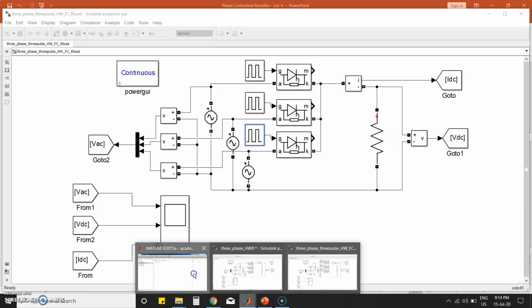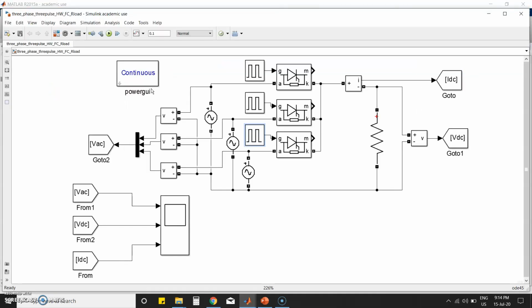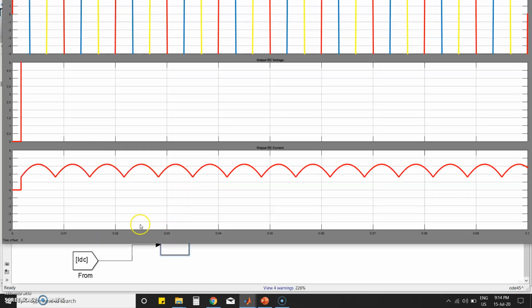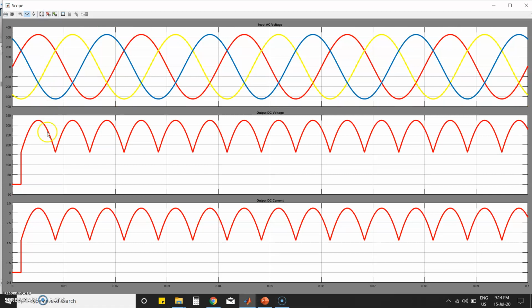Now we can give the firing angle. First I will give the firing angle as A equal to 0, so that it will act as a normal three-phase half-wave uncontrolled rectifier. You can see the output. Just auto scale. It is similar to your normal three-phase uncontrolled rectifier, because from this point it starts conducting, and after this point another phase is connected.